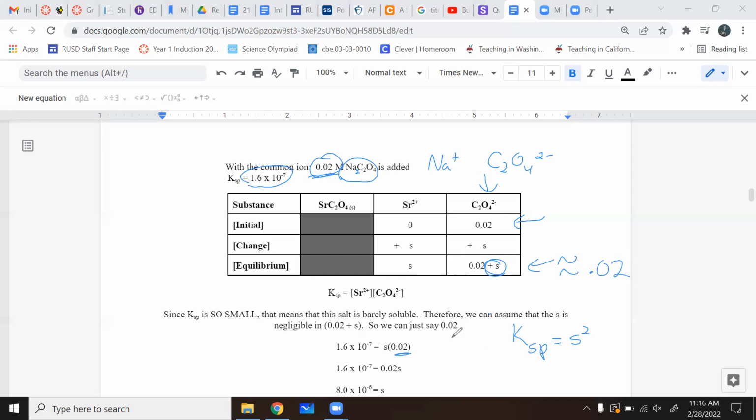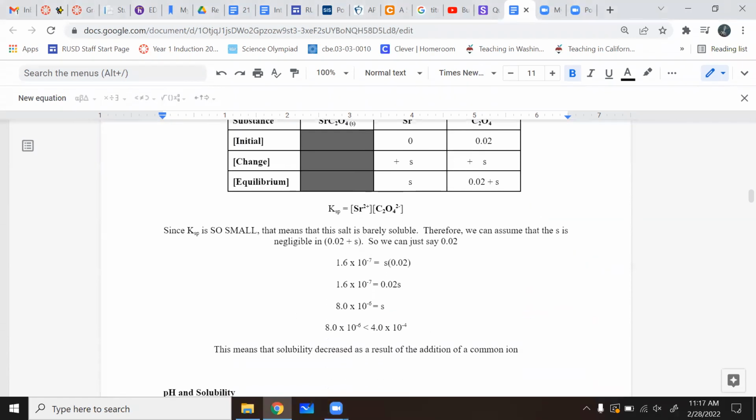So when we plug this into our KSP expression, we get that our KSP is equal to S times our now known equilibrium concentration. And when we solve for S, we're going to get this number down here. We're going to get that S is now equal to 8.0 times 10 to the negative 6 for our new molar solubility. And if we compare that to the molar solubility we got before we added a common ion, it is smaller, and we can see that mathematically. So this is a proof saying that our molar solubility has decreased by this amount when you've added a common ion.